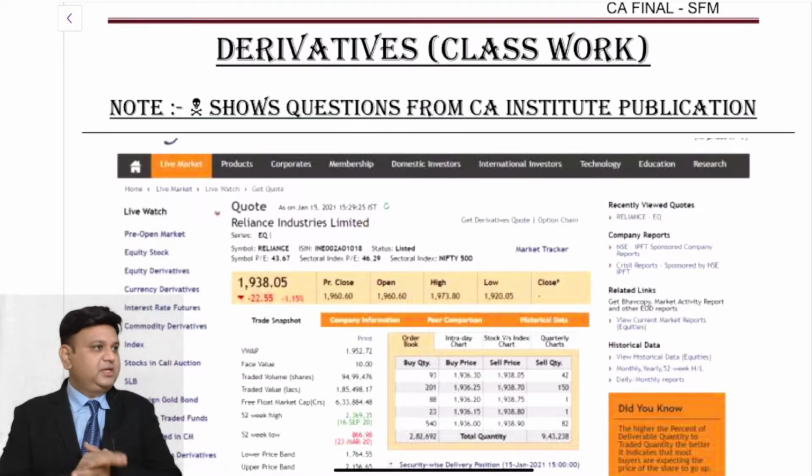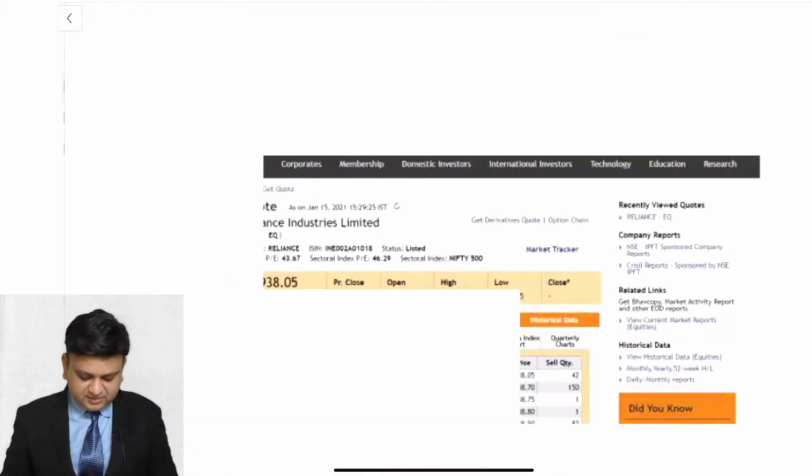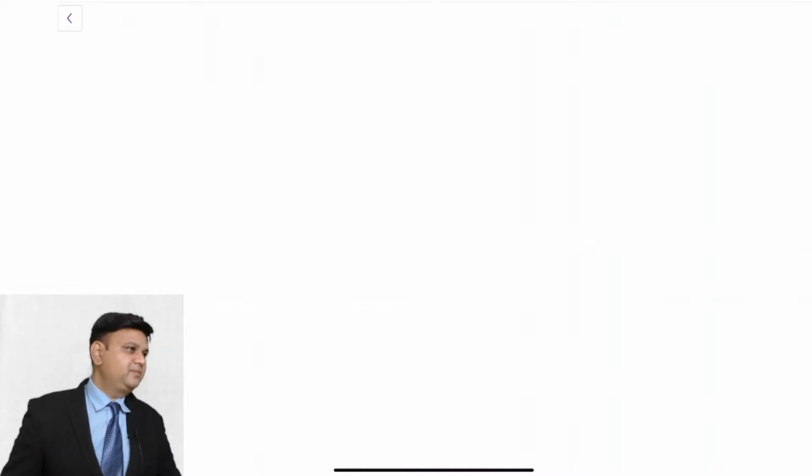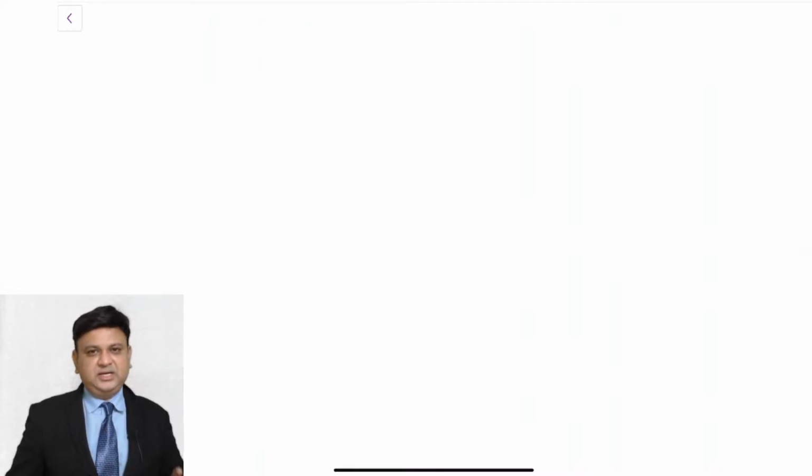Starting with the concept of derivatives. A derivative is basically a financial transaction which has been entered upon, and it derives its value based on the spot rate of an underlying asset. That is the technical definition of a derivative: a financial transaction that derives its value based on the spot rate prevailing for an underlying asset.